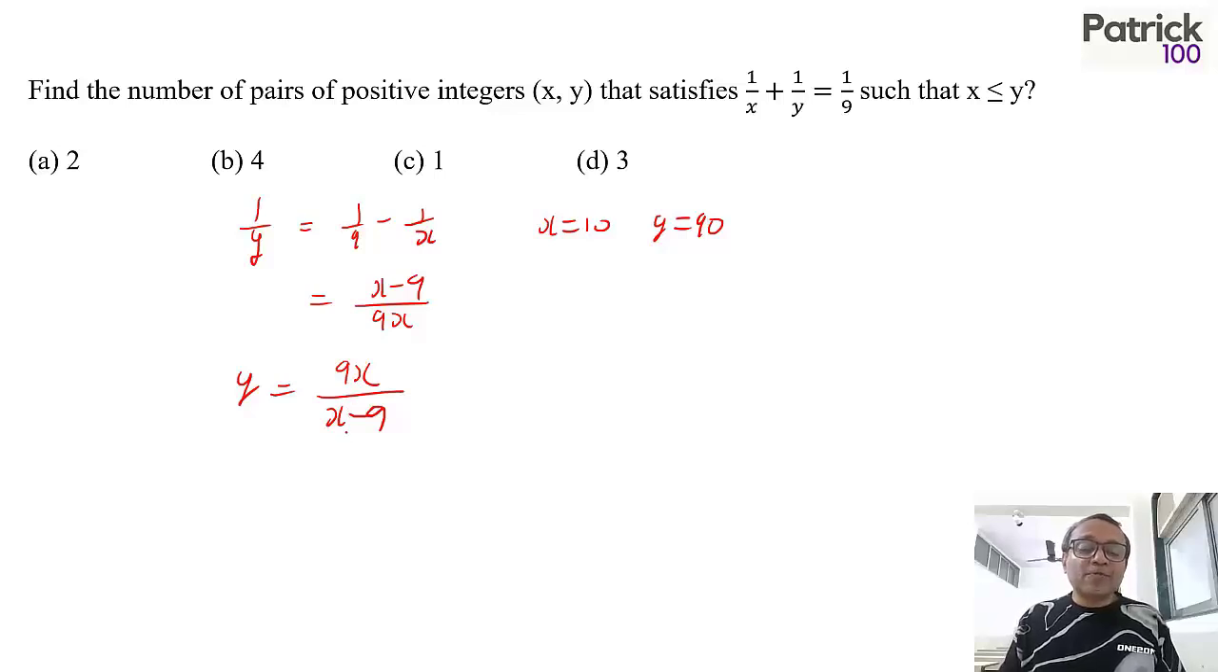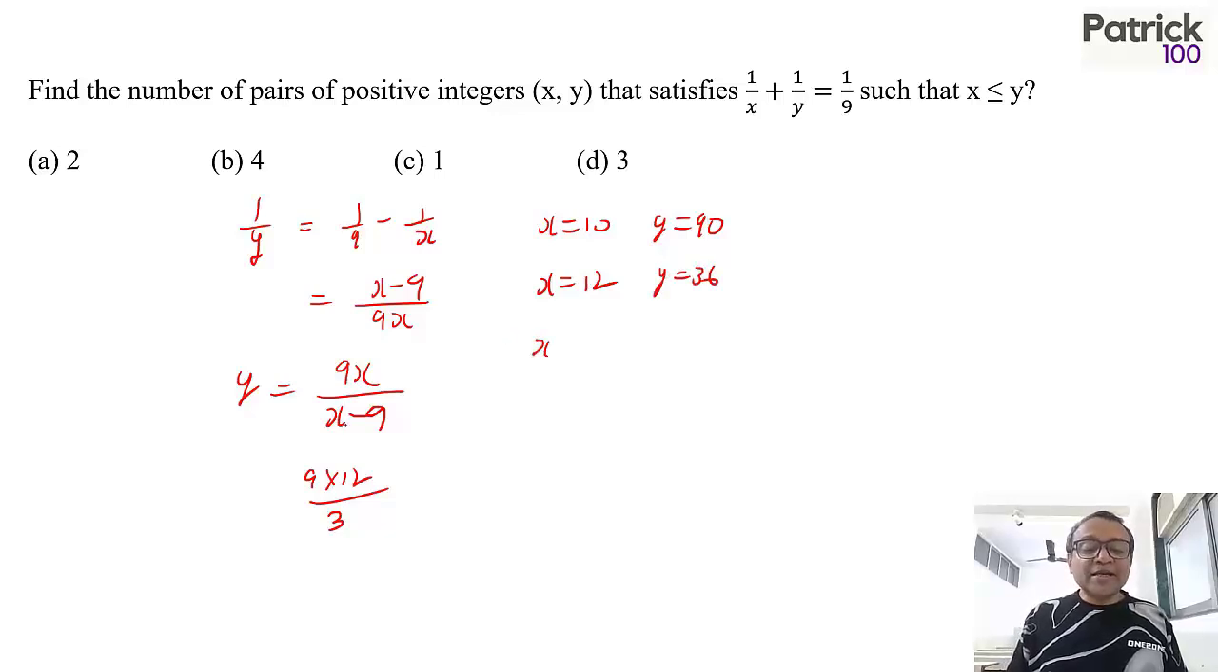10 satisfies, 11 doesn't satisfy. If I put 12, it satisfies, 12 will get cancelled. If I put 12, you will get 9 into 12 upon 12 minus 9, which is 3. You will get y is 36. If I put x as 13, 13 minus 9 is 4, 4 will not get cancelled. x is 14, 14 minus 9 is 5, 5 will not get cancelled, there is no 5 in the numerator.